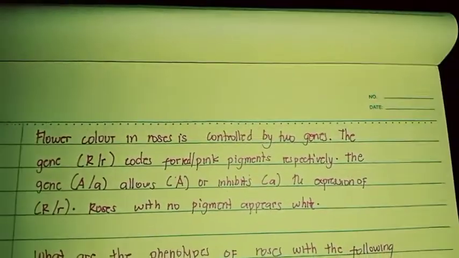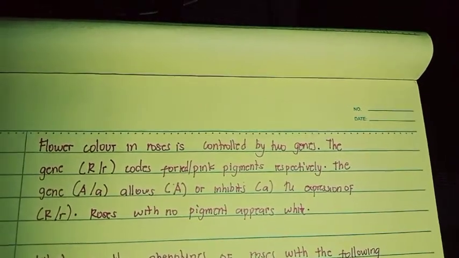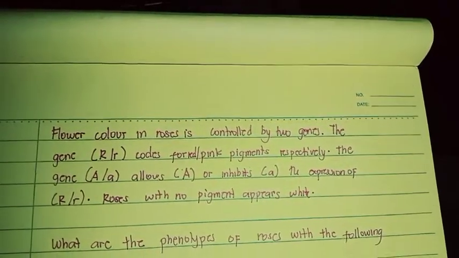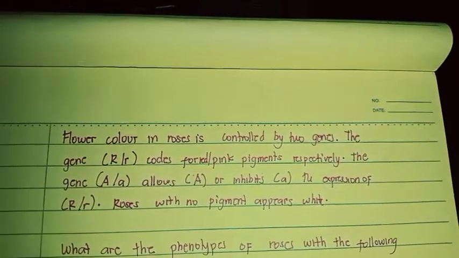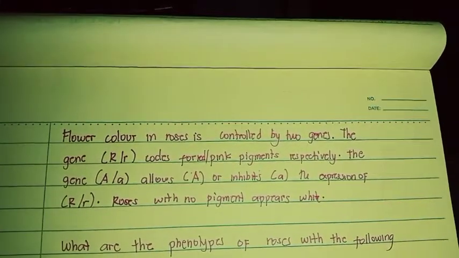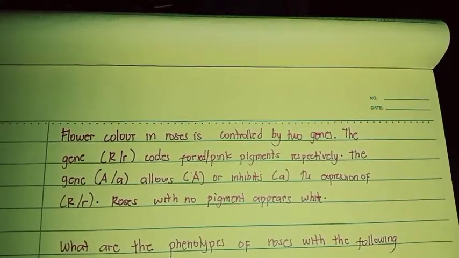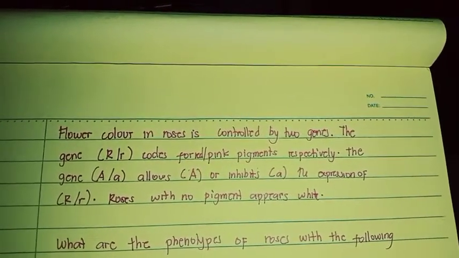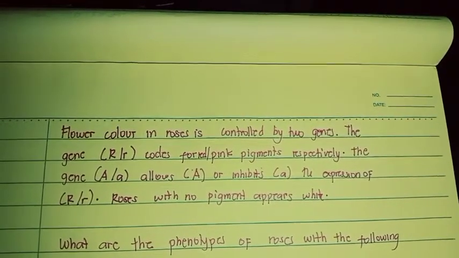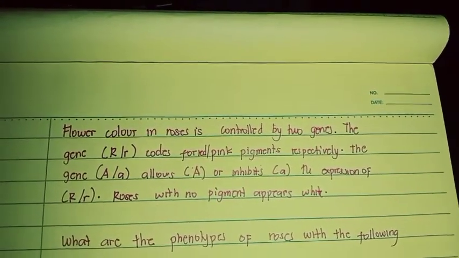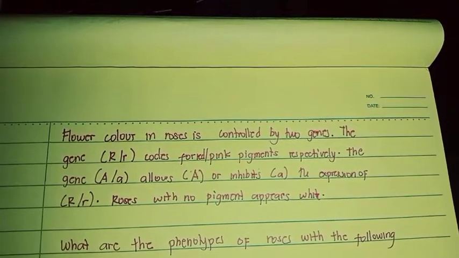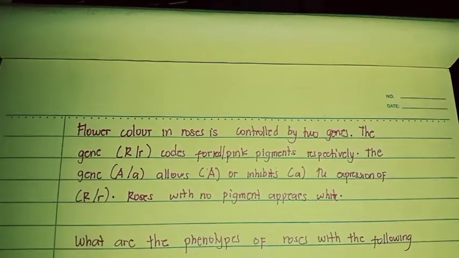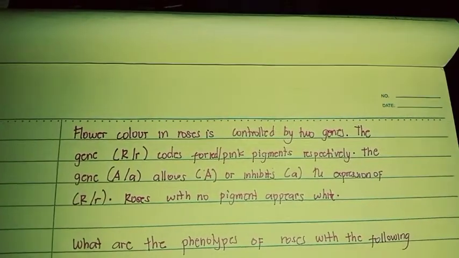So in here we have an example of recessive epistasis. The flower color in roses is controlled by two genes. The gene capital R and the small r code for red and pink pigments respectively. The gene capital A allows, and the small letter a inhibits, the expression of the red and pink pigments. So with this, roses with no pigments will appear white.